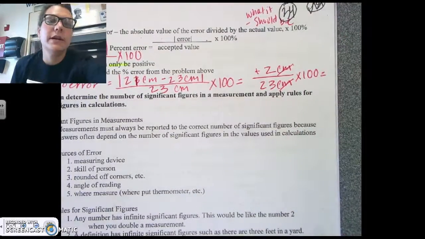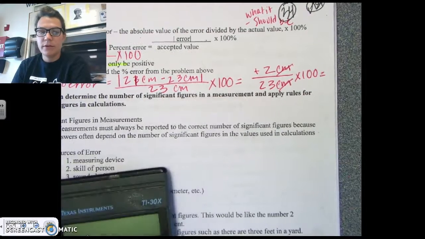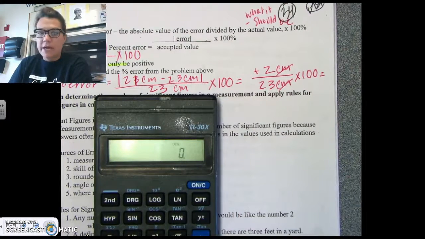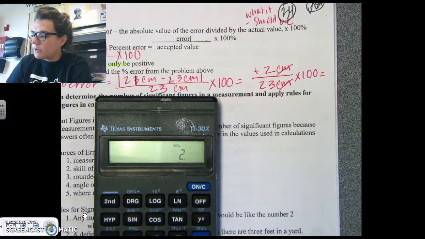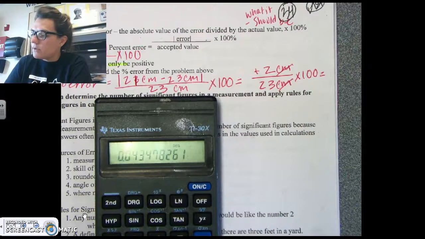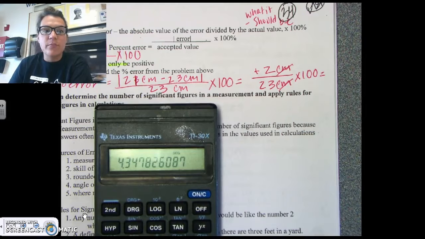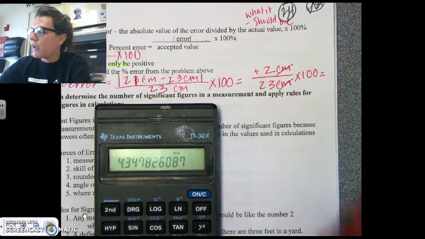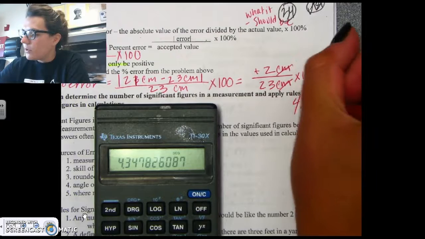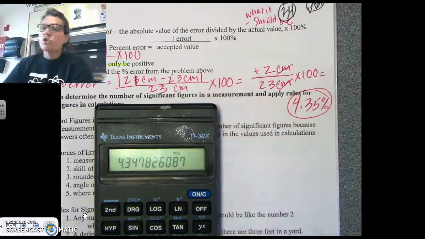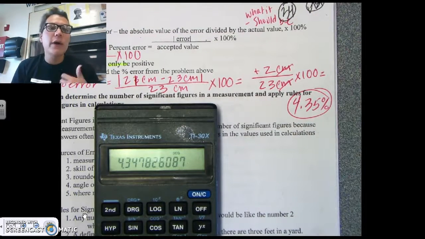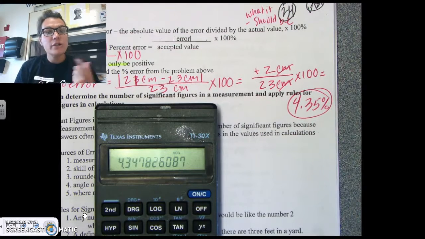Let's plug that into our calculator and see what we get. I'm going to have 2 divided by 23 times 100. So my measurement on this desk is going to have a percent error of 4.35%. I'm going to write that here, 4.35%. So what does that value mean? That value means that me measuring that desk, I had a 4.35% error.